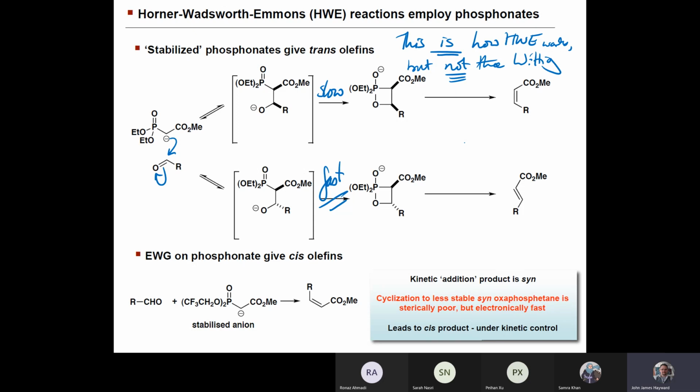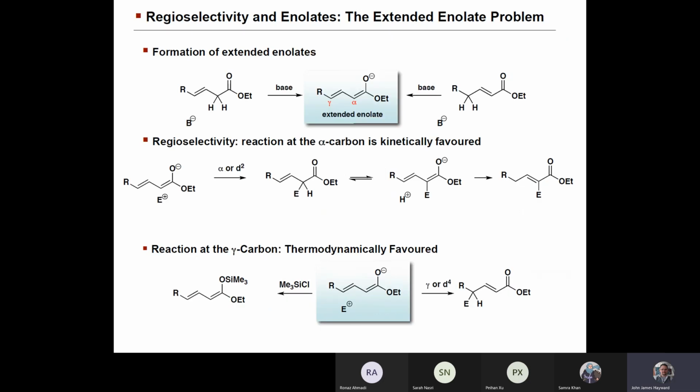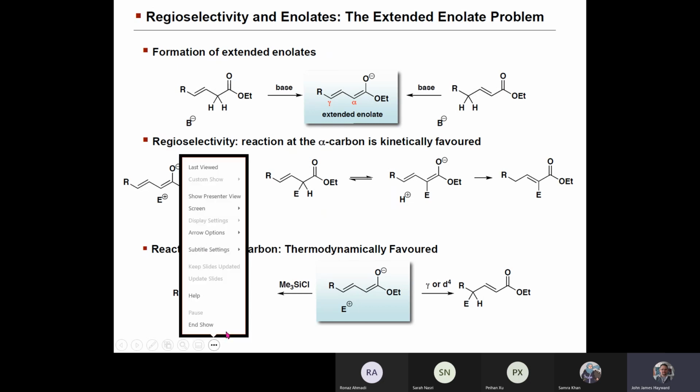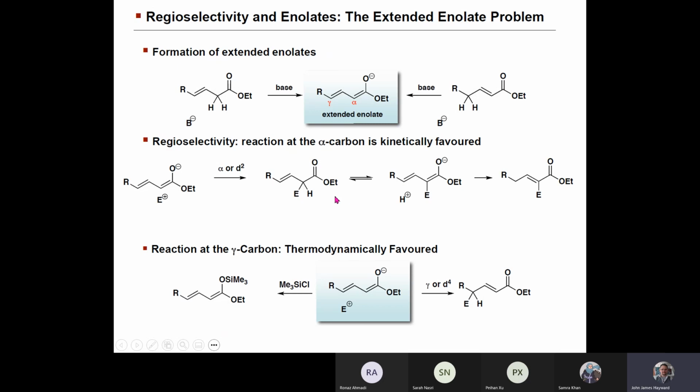Okay. That brings us to the end of that section. The next bit is the extended enolate problem, which is cool and interesting, but I think it would be a good time to take a 5-minute break. And yes, we will keep that.